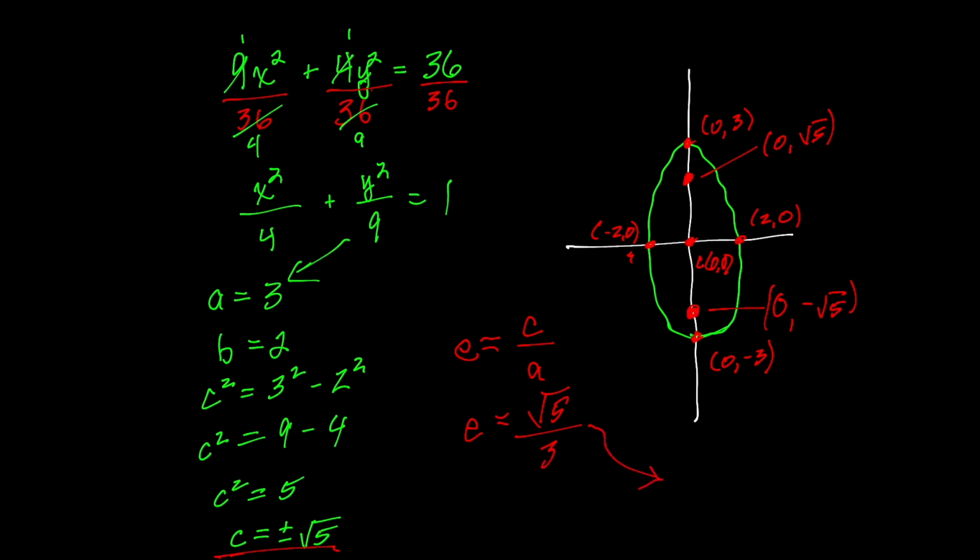If you want to, you can get a decimal for that. I do believe the square root of 5 is somewhere around 2.236, I want to say, over 3. So again, that's got to be a number between 0 and 1. And the closer it gets to being a 1, the more squinched it would be this way. So it's like a squished football. It just measures the squishiness, I guess you'd call it, of the ellipse. All right, so there is another example.